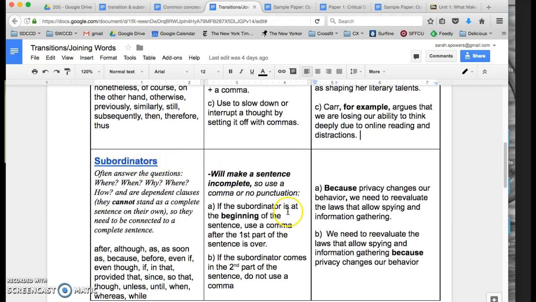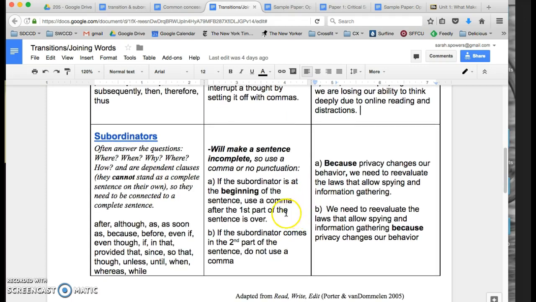Subordinators, this is the other thing that we're looking at. So these will make your sentence incomplete. Seems like something maybe you perhaps wouldn't want, but a lot of times these are really helpful words. So something like this, if we delete because, right, so that's a subordinator, because. So let's say we delete this, and we just look at the first half of this whole sentence. So privacy changes our behavior. That alone is actually a complete sentence. Privacy changes our behavior, period.